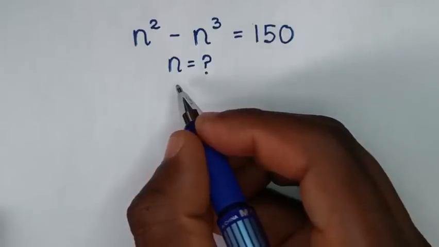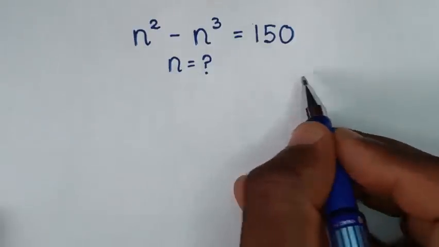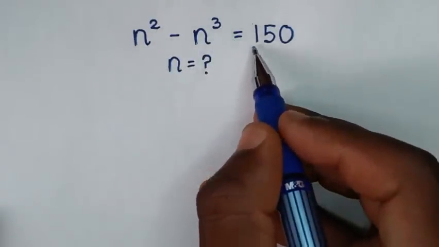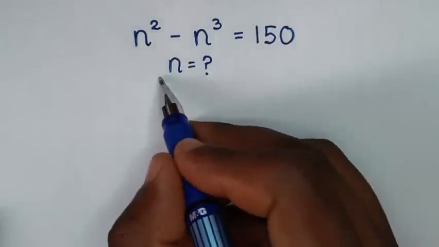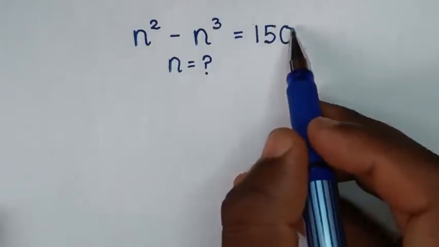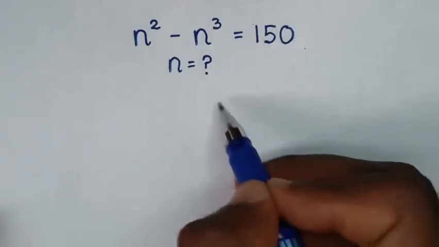Hello, you are welcome to solve this math problem, which is n^2 minus n^3 is equal to 150. To find the values of n from this equation. Now, in the first step, we'll take this 150 to the left side.